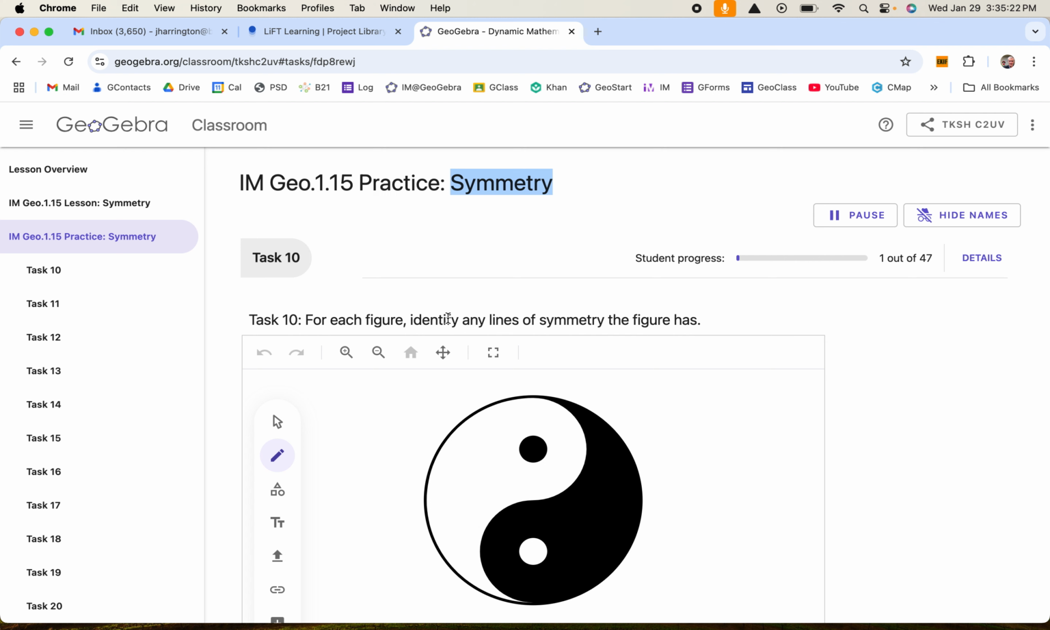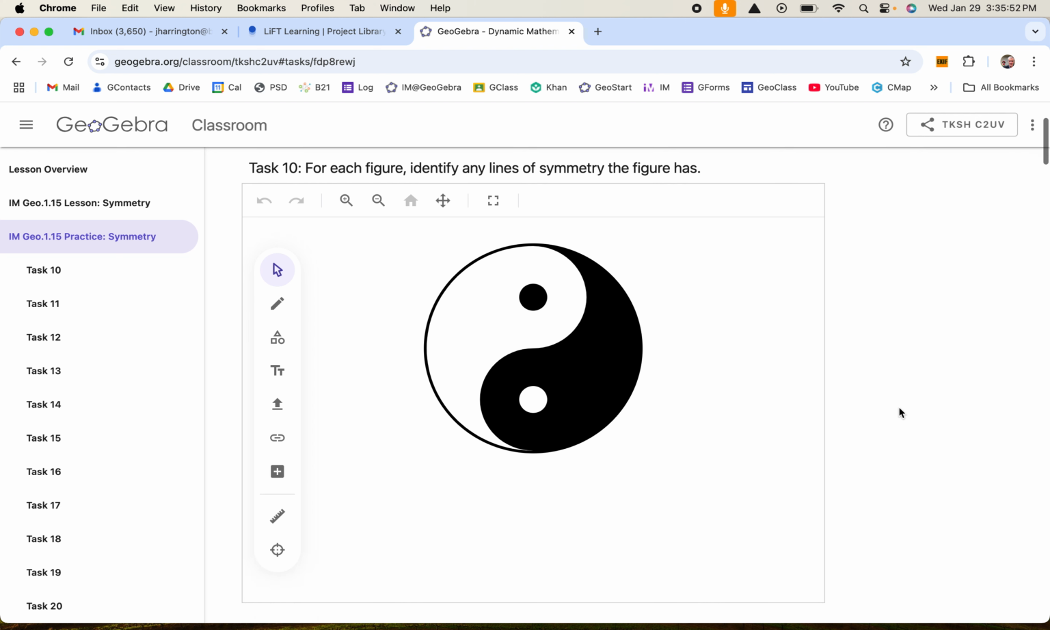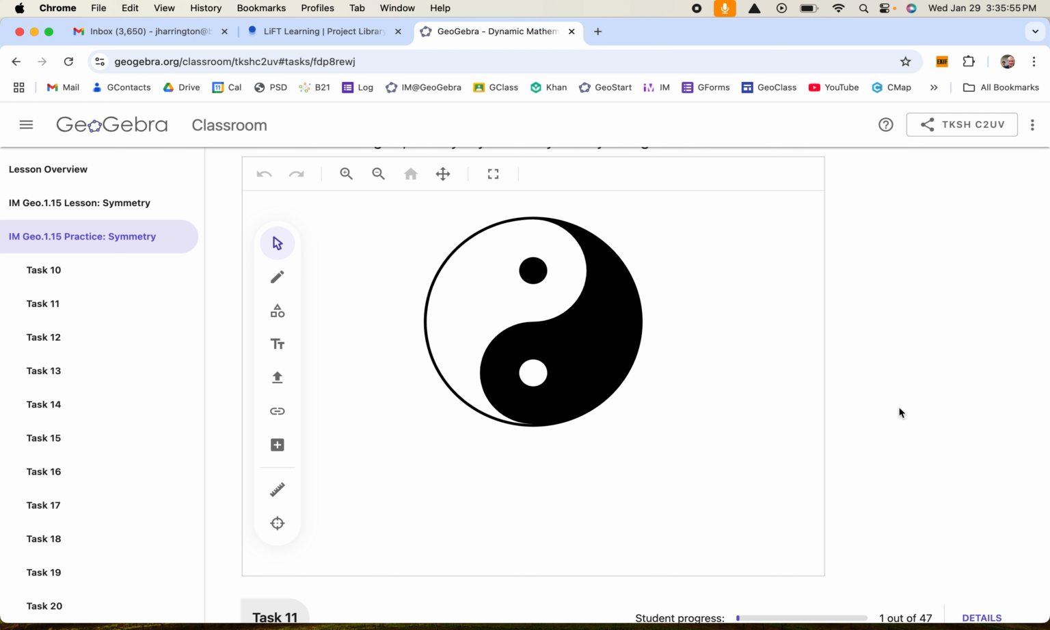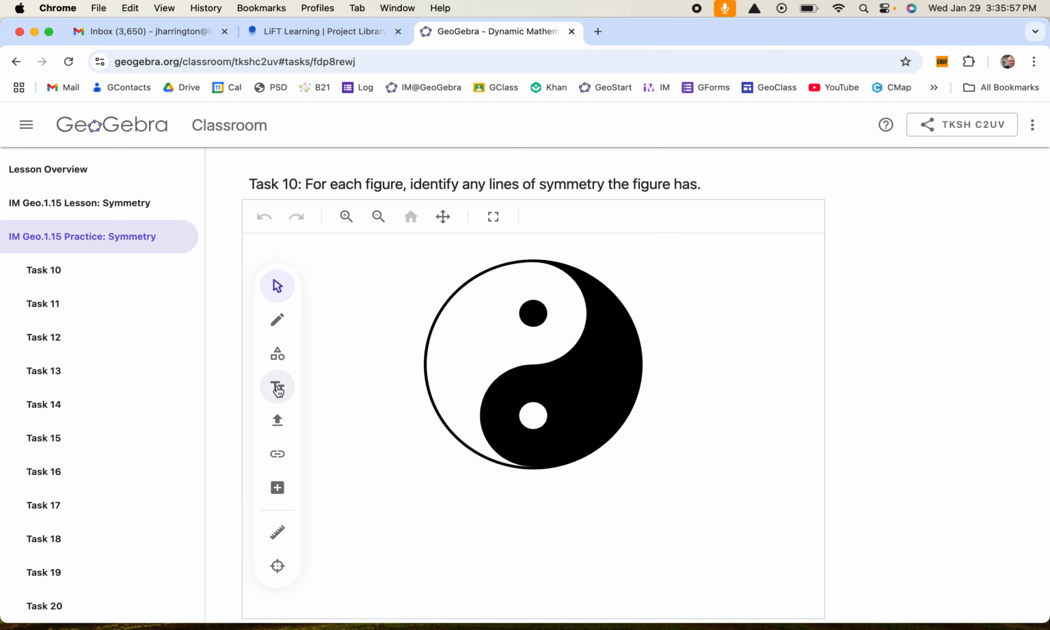Okay, for each figure, identify any lines of symmetry the figure has. So if I put a line on this thing, and I would advise you use this tool here, the line tool, to actually put those lines on the diagram. Figure out where, if you slice this thing and then reflected it, everything would look exactly the way it does now. Okay? And if you can't figure that out, if there isn't a situation, just write, this one doesn't have it. Use the text tool and say, this one doesn't have any lines of symmetry.